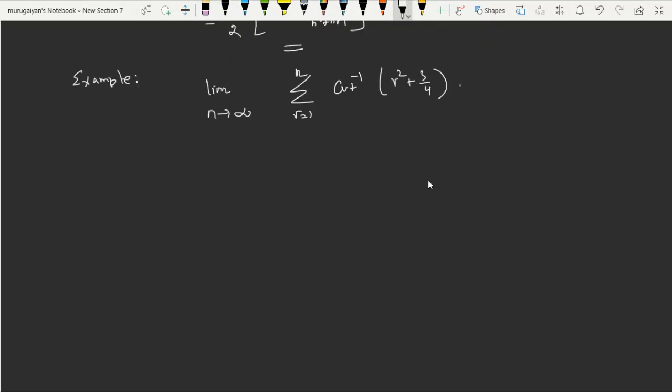So dear student, this question also is similar to the previous one. So the telescopic series will come. The nth term of the series should be written as a difference of two terms. This is a telescopic series. At the same time, we should apply properties of inverse trigonometry function. Cot inverse of r square plus 3 by 4 is given. So applying properties of inverse trigonometry function and telescopic series techniques, this can be evaluated.